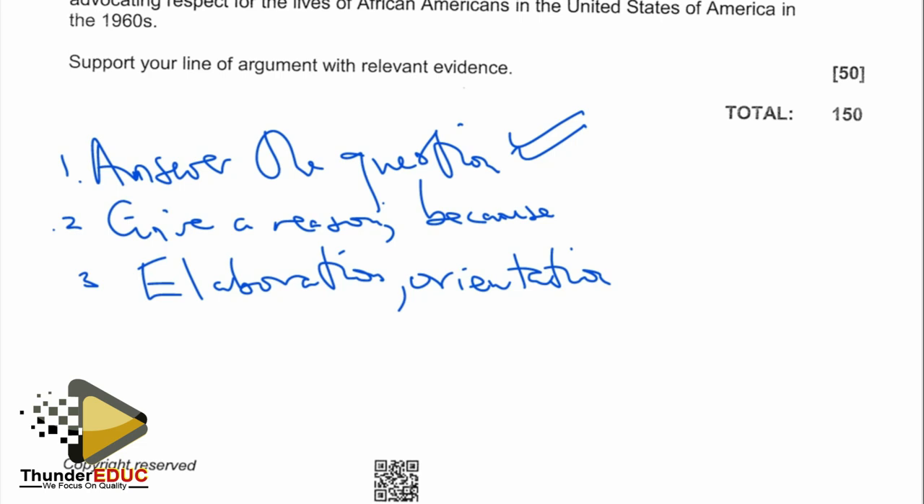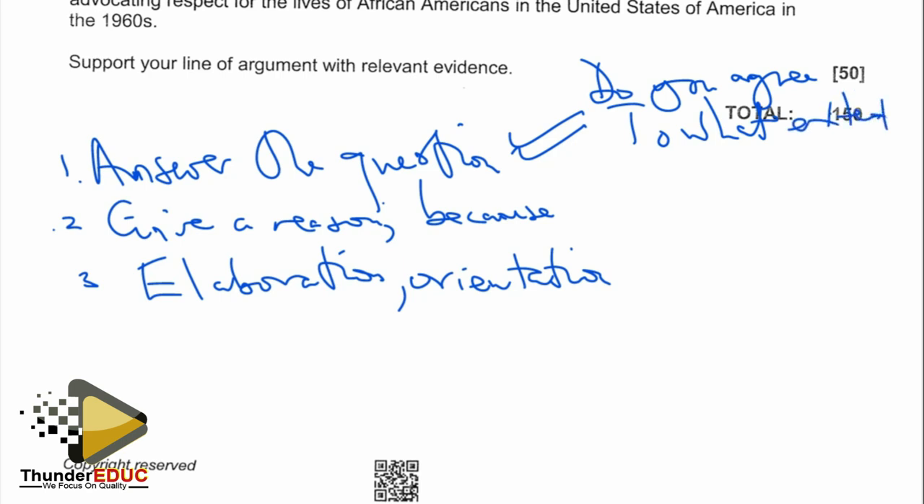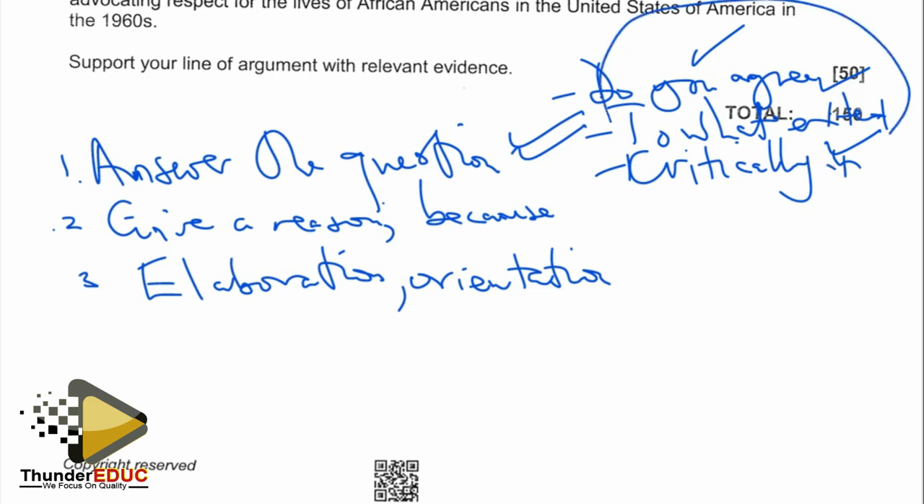Answer the question. We have 3 sets of questions that are used. We have, do you agree? Like the one that you have. We have a question which says, to what extent? And we have a question which says, critically discuss. These are the 3 questions that you find. You need to answer the question first. Show whether you are agreeing or you are disagreeing. Show the extent and show whether you are approving or disapproving the statement with both positive and negative statements or evidence. You are answering the question.